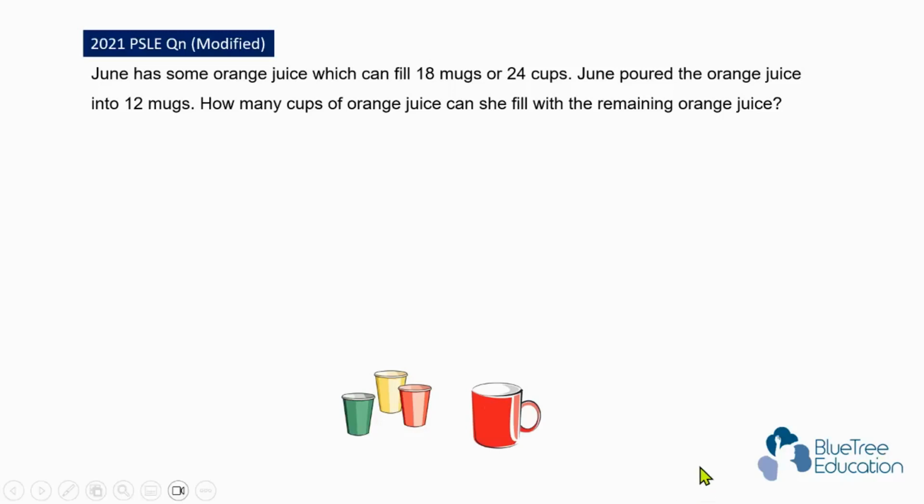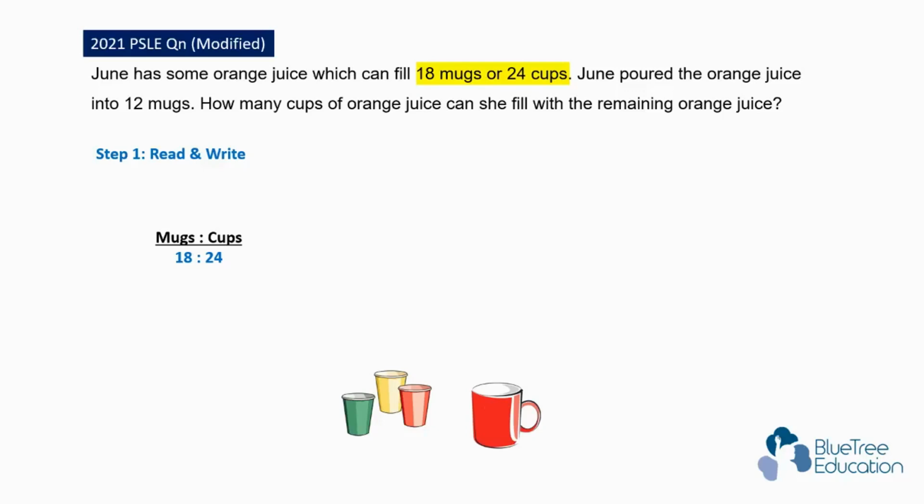June has some orange juice which can fill 18 mugs or 24 cups. Take note of this statement. So June poured the orange juice into 12 mugs. Before you read on to find out what the question is, you could actually start off by reading and writing this information that you have just read. Once you read the first statement, you write it down.